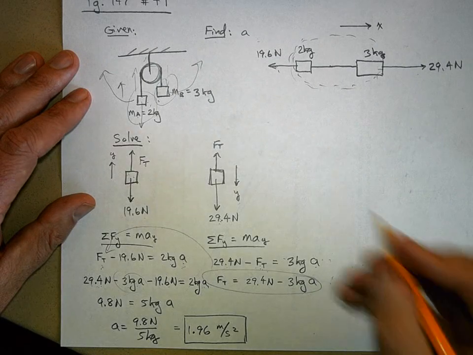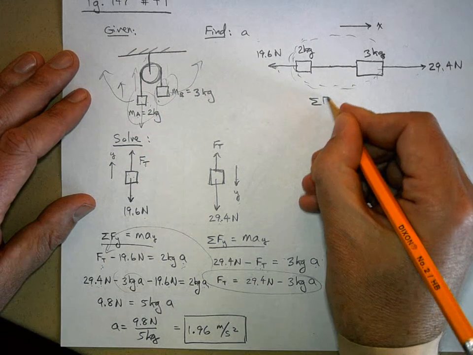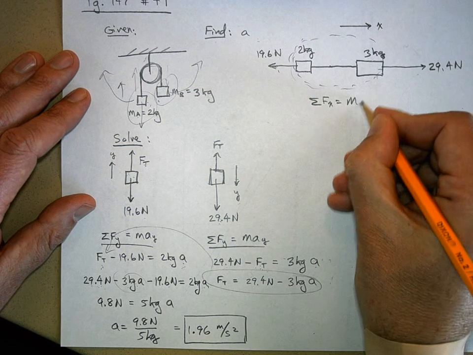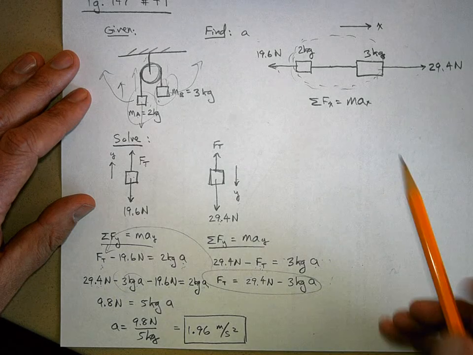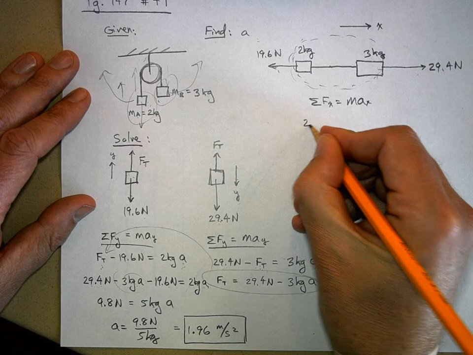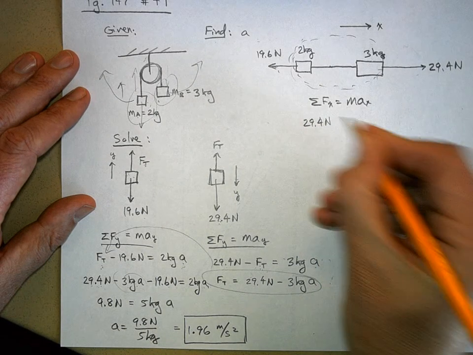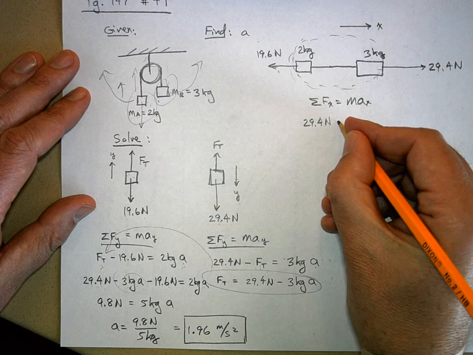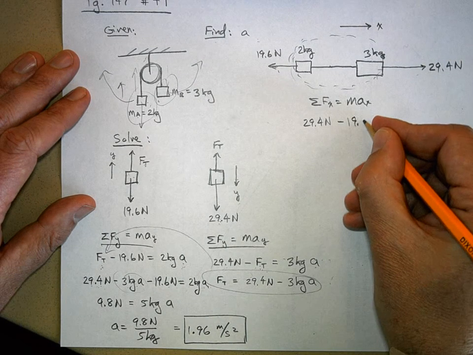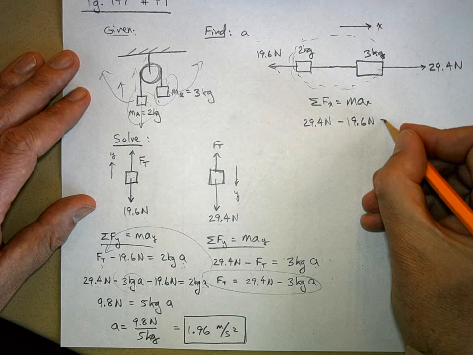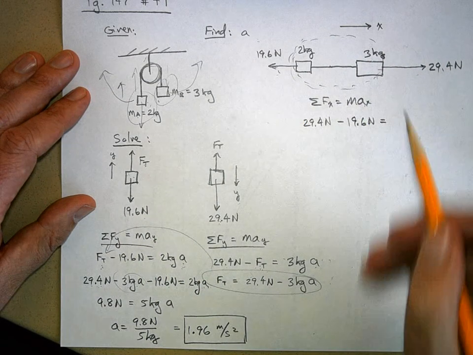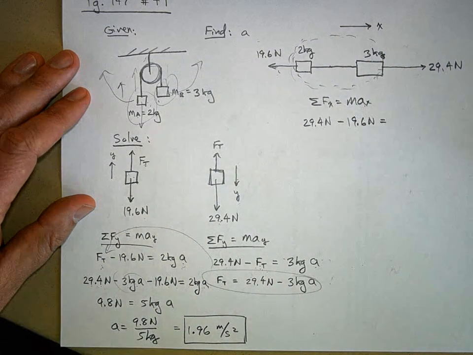And now I'm going to do step 4. So the forces in the x equals ma in the x. Now what are the forces in the x direction? Well, I've got 29.4 newtons here minus 19.6 newtons here equals ma. But what's the total mass of my free body?